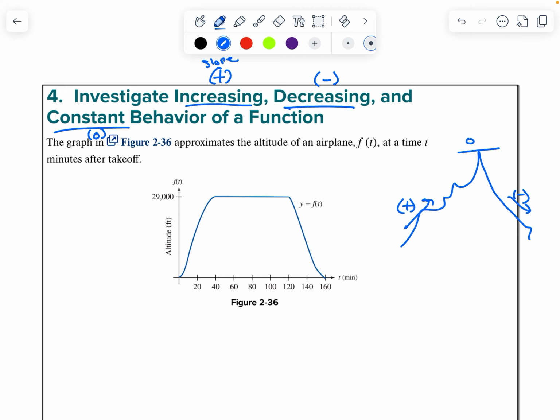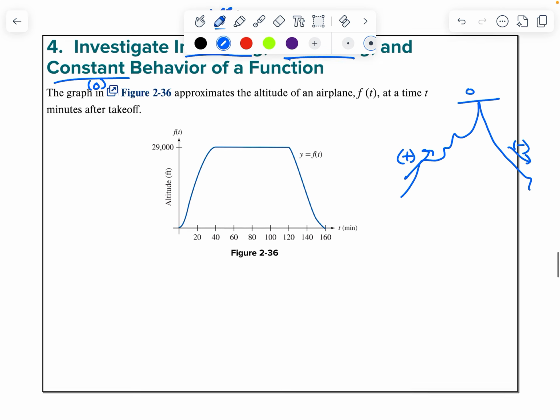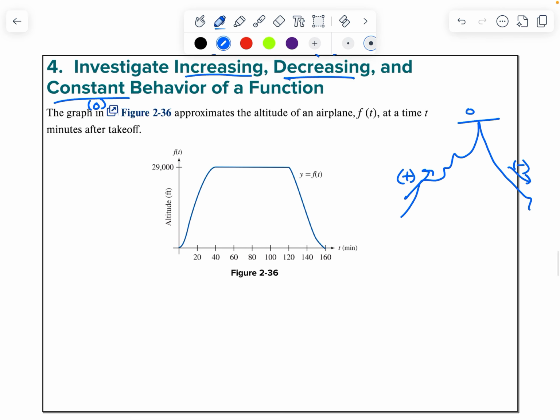So on this graph, if we're trying to figure out where is it increasing, decreasing, and constant, we're going to write our answers in interval notation just like you would with domain and range. So it starts to increase here, right? It's going up, and it stops increasing right about there. So our increasing, it's increasing everywhere from 0 to 40.